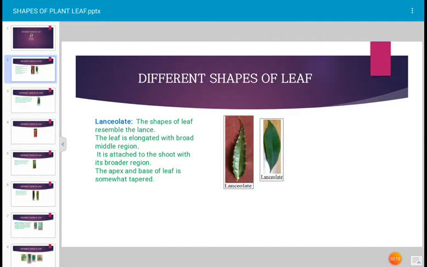For the shape of leaf, there are various words used in taxonomy for different types of shapes. First, number one, that is lanceolate shape of leaf. In the photograph, we have shown the lanceolate shape of leaf. The shape resembles a lens. The leaf is elongated with a broad middle region. It is attached to the shoot with its broader region, and the apex and the base of the leaf are somewhat tapered. Such shape is described as lanceolate.